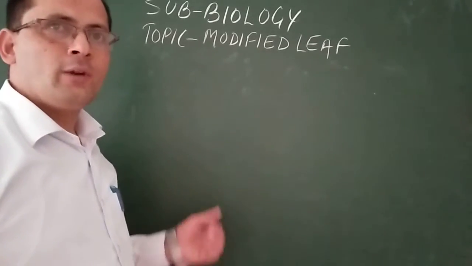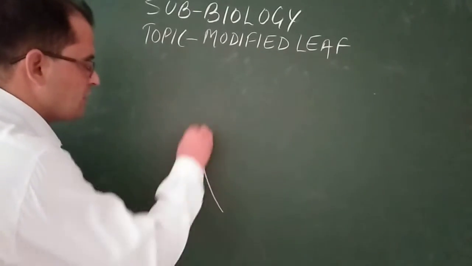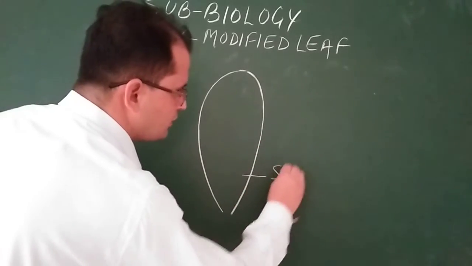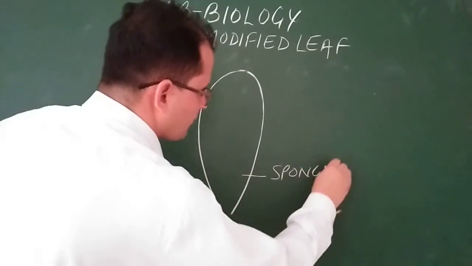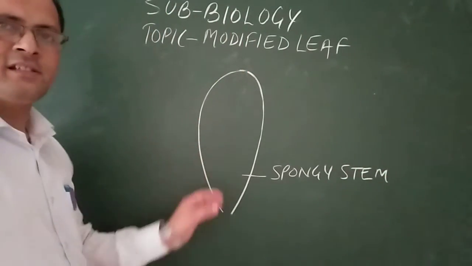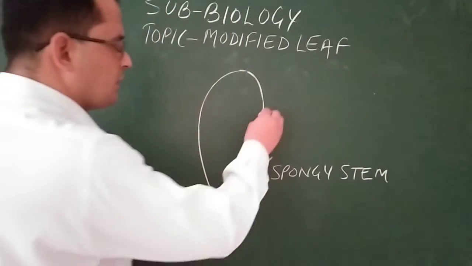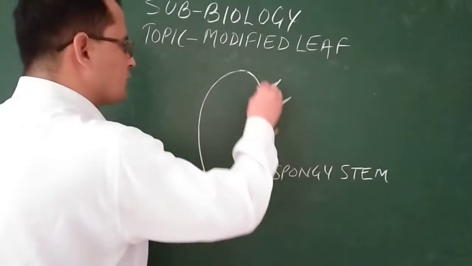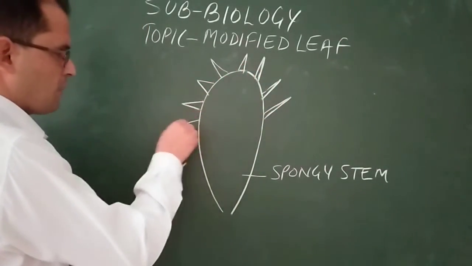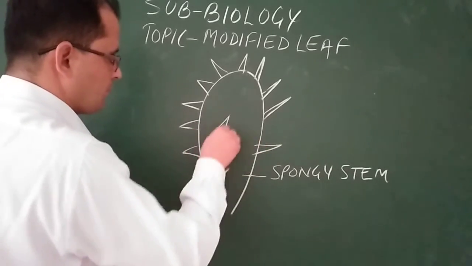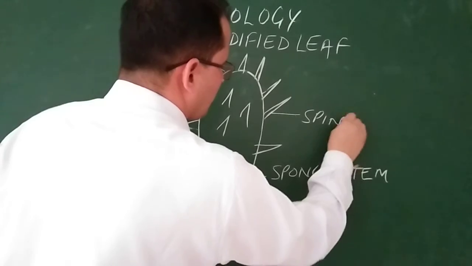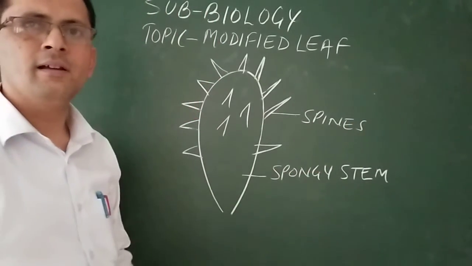Okay beta, now you can see this is the spongy stem. And over this spongy stem of cactus there is the presence of thorns. These are spines, and these are modified leaf.